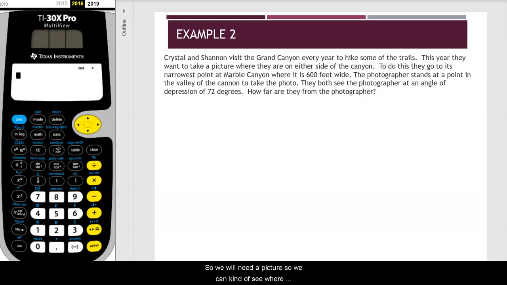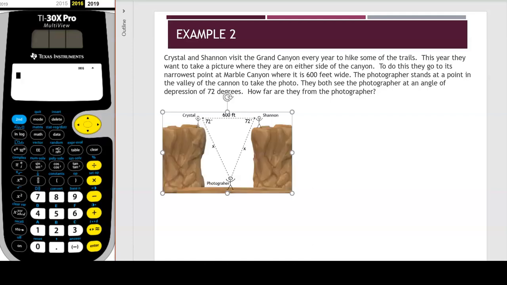So we will need a picture so we can see where everything is in this. I already have one drawn, so I'm just going to use that. You can see here in my diagram I have the canyon on either side. We have Crystal over here on the left, Shannon over here on the right, and our photographer down here at the base of our canyon.